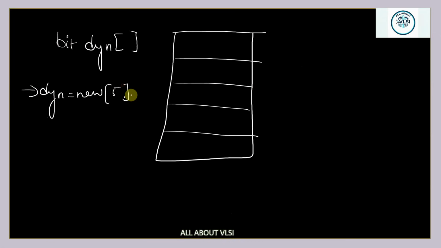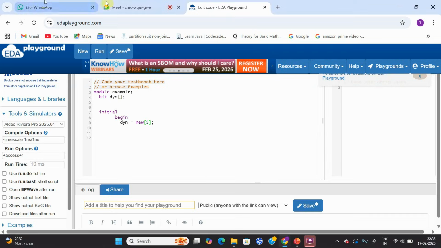Now, can anyone tell me how many bits I can store in this particular dynamic array? What is the storage capacity of this dynamic array? How many bits can it store?